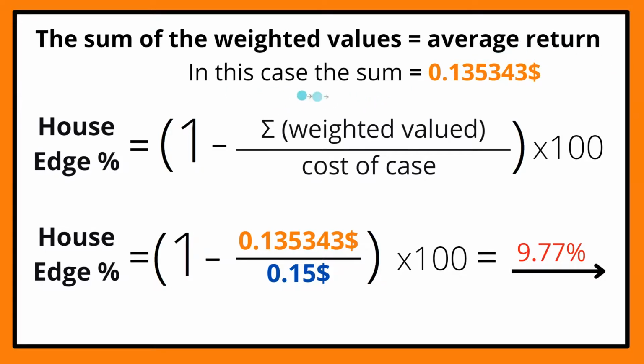If we take that sum and we divide it by the cost of the case, minus 1, and then times it by 100 to make it a percentage, then we get 9.77. So that's very close to the 10% house edge we worked out in the example.